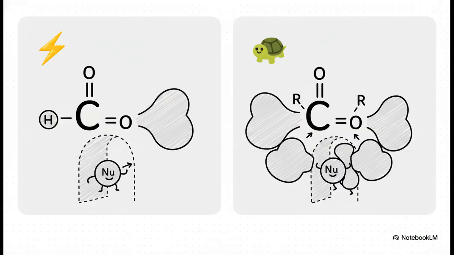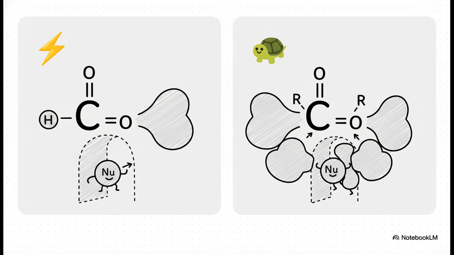Well, there are 2 main reasons for this. First one is steric reasons. That's just a fancy word for crowding. Imagine an aldehyde has a tiny little hydrogen atom, so the path to attack the carbon is wide open. But a ketone has 2 bulky carbon groups, like 2 big bodyguards blocking the way. It's much harder to get through.